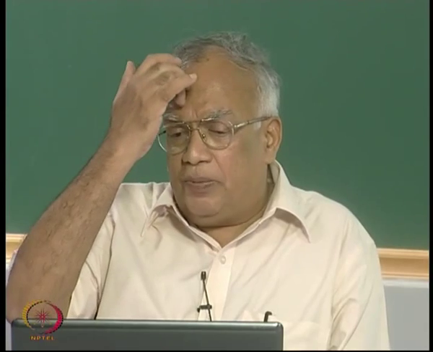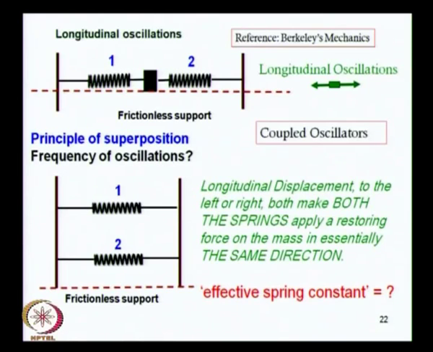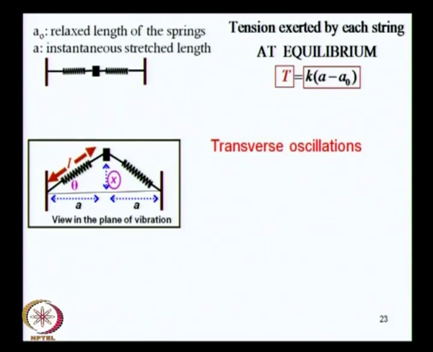If they are springs of the same spring constant, you can easily determine what the effective spring constant of this combination of springs will be, because you know that they are acting similarly, they are acting in the same direction, they are supporting each other. So, they will enhance each other's elastic properties.